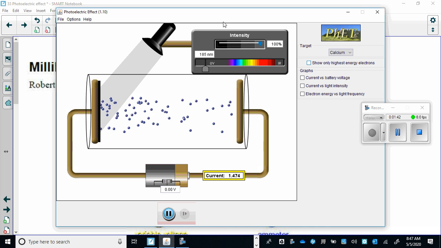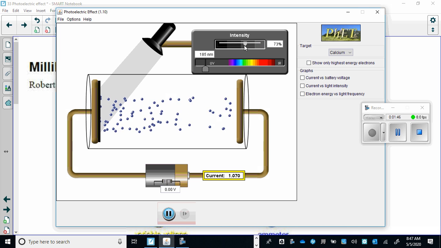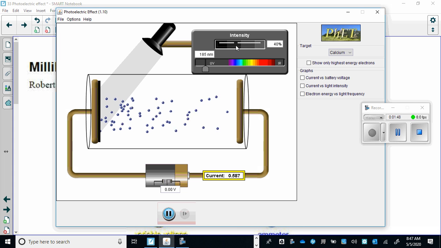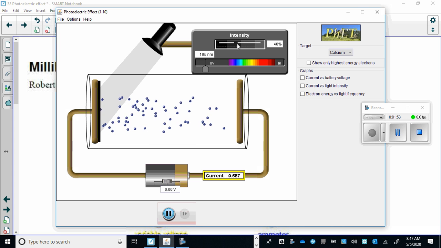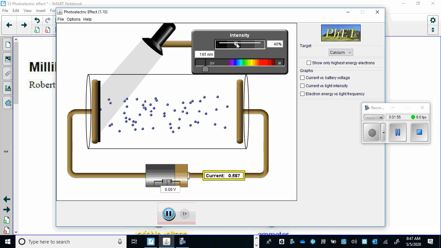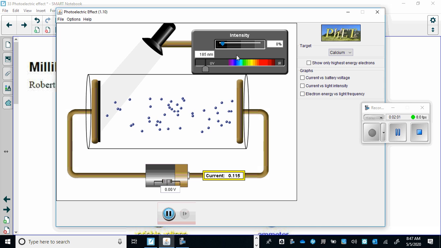But what about the speed of the electrons? You can see some of those electrons are going pretty fast. Let's decrease the intensity, and you can see there are fewer electrons, but those electrons are still going at the same speed. There are just fewer of them. Let's decrease it to almost 0, to 8%. Now we have a few electrons, but some of them are still going really fast. So the intensity of the light is not related to the kinetic energy of these electrons, because they have the same amount of kinetic energy.